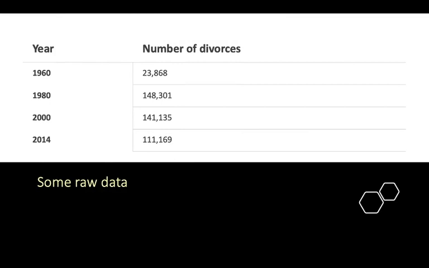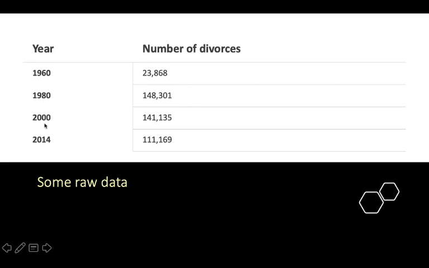So here we go. Some raw data here. So the number of divorces. If we look at the jump between 1960 and 1980, it goes from 23 to 148, which I think is a change of 125,000. So a huge increase, going from 23 to then all of a sudden we have an extra 125,000 divorces.